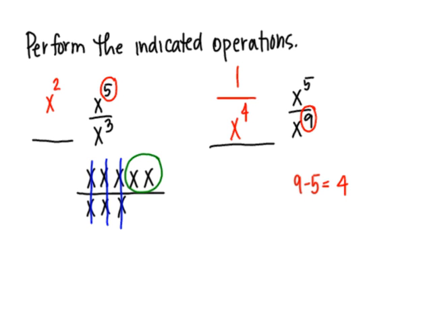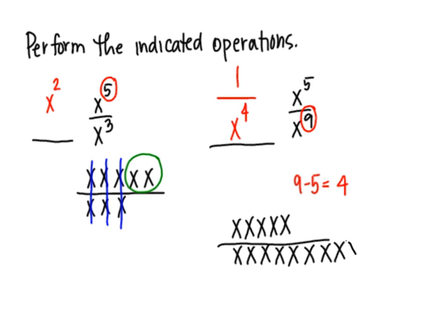If you looked at this problem visually, you have 5 x's in the top, 1, 2, 3, 4, 5, and you have 9 x's in the bottom, 1, 2, 3, 4, 5, 6, 7, 8, 9. The first x's cancel, cancel, cancel, cancel, cancel, and what that remains with would be 4 x's all in the bottom.